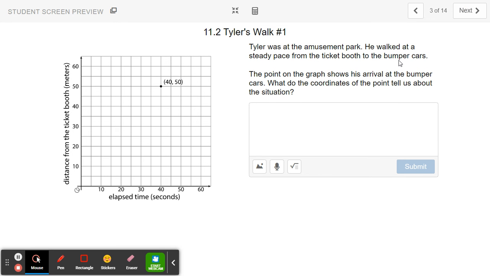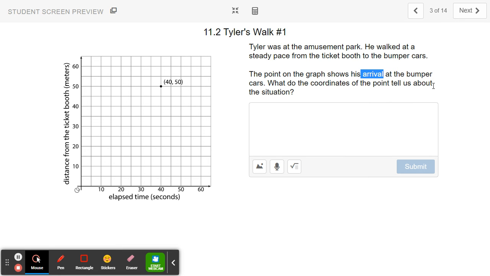Okay. All right. So now we're going to be looking at Tyler's walk. We'll be using this situation in lesson 12 as well. So let's get used to Tyler's walk here. He's at an amusement park and he walked at a steady pace. So the word steady tells me that he's walking at a constant rate, at the same speed. He's not speeding up and then slowing down. It's just a constant speed from the ticket booth to the bumper cars. And the point on the graph shows his arrival. So that means when he got to the bumper cars.